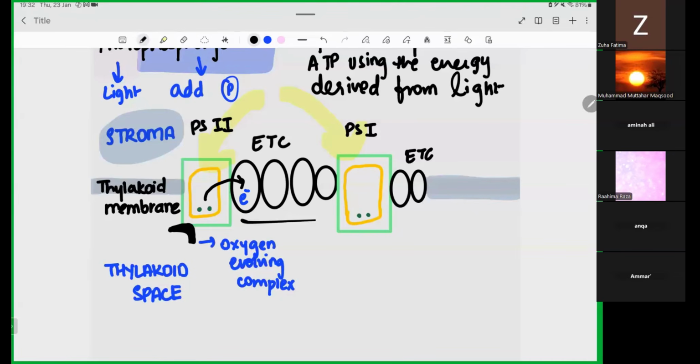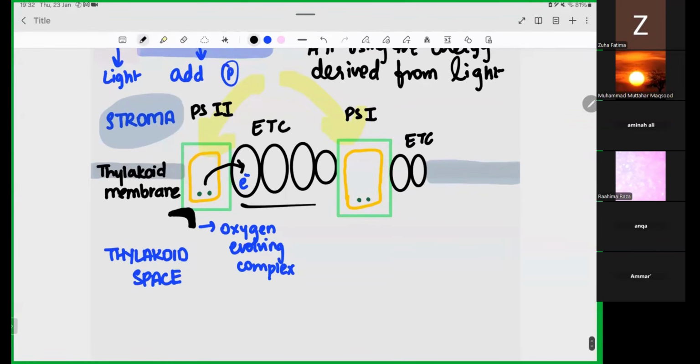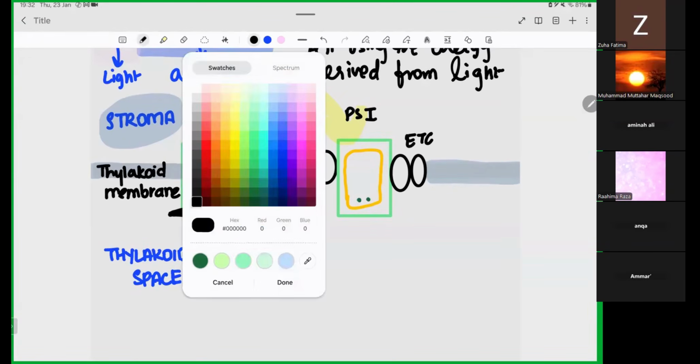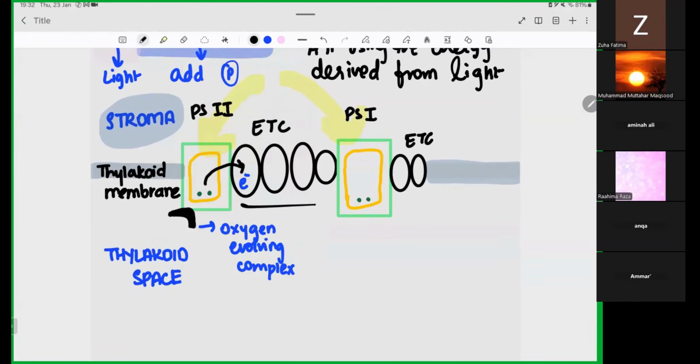Now, the question over here is, exactly the way we saw the movement of electrons in the ETC in respiration, the electrons would be moving. They would be moving from one ETC complex to another ETC complex. The mechanism that we observed in PS2, exactly the same would be happening in PS1 as well. PS1 will also absorb light energy. That light energy would be transferred to the chlorophyll A pigments.